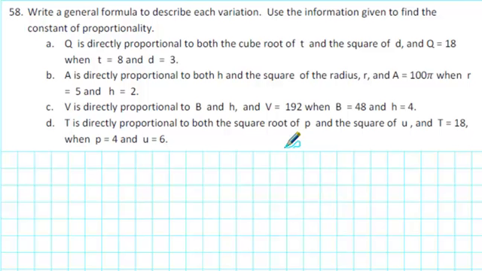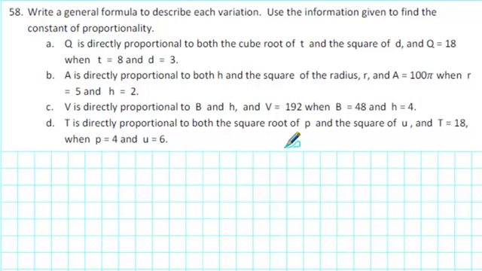Write a general formula to describe each variation. Use the information given to find the constant of proportionality. In part A, we're given that Q is directly proportional to both the cube root of t and the square of d, and Q is equal to 18 when t is equal to 8 and d equals 3.